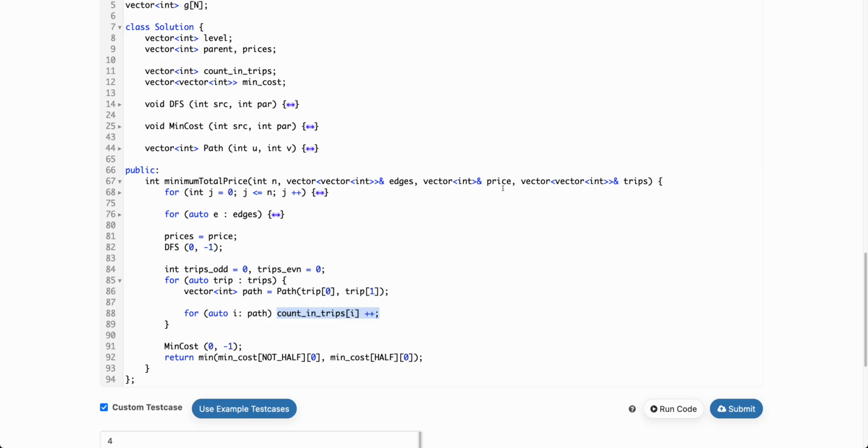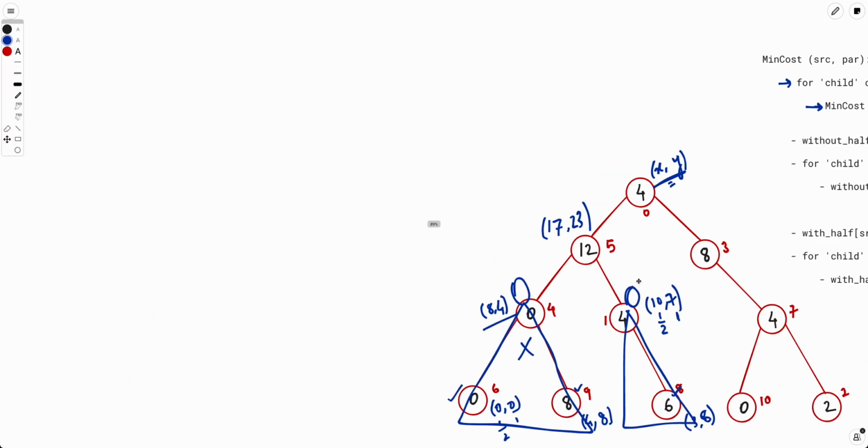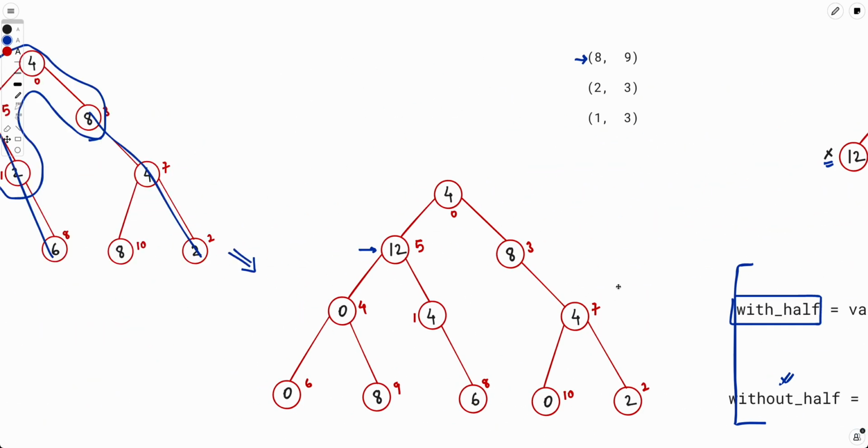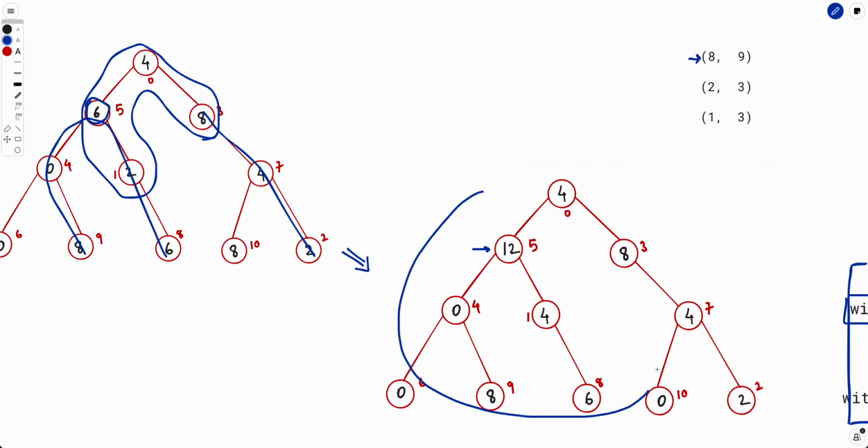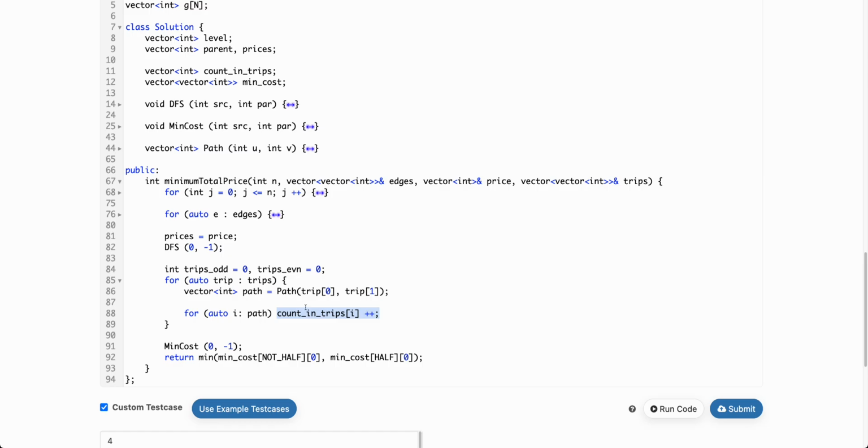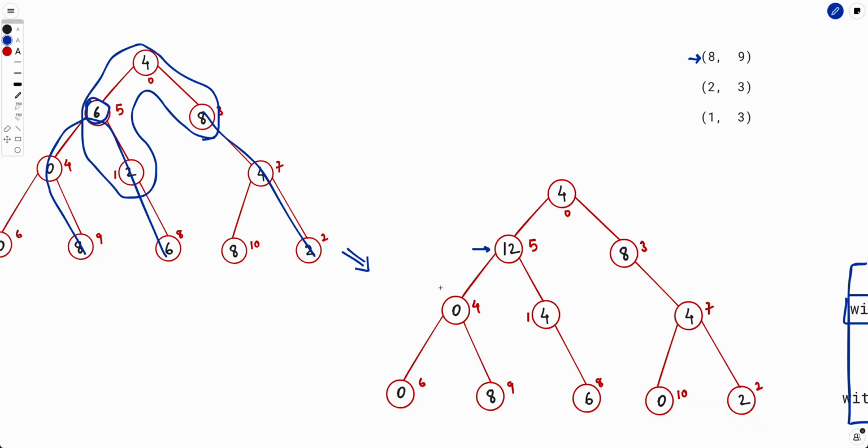That also you can do. This is just one of the ways to prepare this tree from the given tree, right? So we are just maintaining the count of each of these nodes in all the trips. So for this node, the value would be 2. This comes twice. This node value would be 1. This node value would be 2, and so on and so forth.